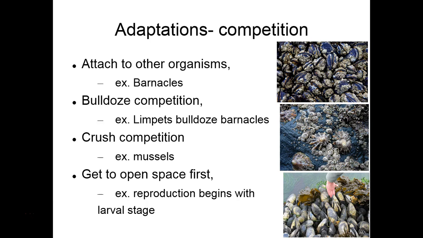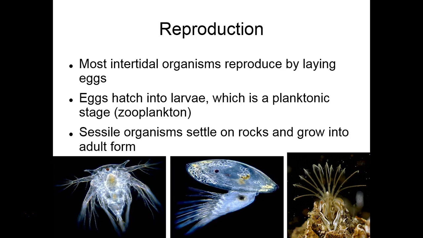So a lot of intertidal organisms, or I would almost say most of them, have a larval stage of development. Most intertidal organisms reproduce by laying eggs, and then those eggs hatch into larvae, which is a planktonic stage of development, as we talked about before, right? These would be examples of meroplankton. They're plankton for part of their lives. And so then the adult or the organism can then settle onto an open space on the rocks and grow into its adult form. And so here we see multiple forms of a barnacle.